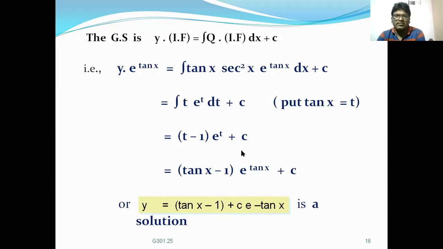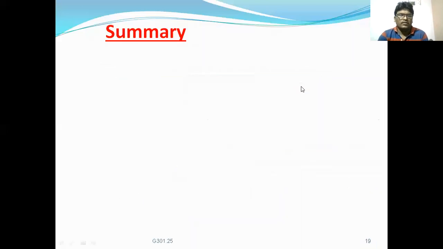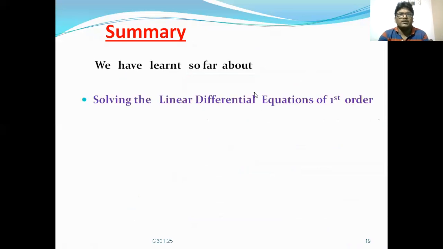I hope you understood very well. So we will go to another problem. Okay, this is the required solution. Then what we learned in the session we will discuss once again. So far we have learned about solving the linear differential equation of order 1. We will discuss it in the session.